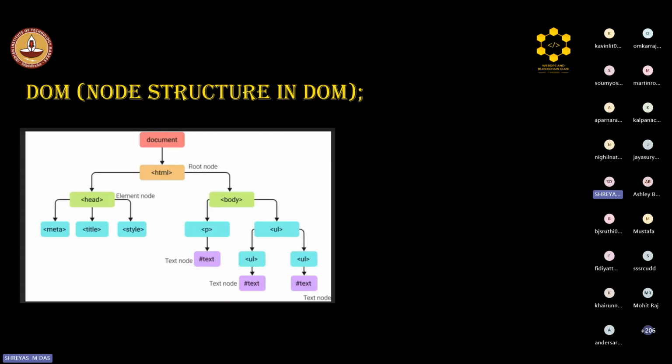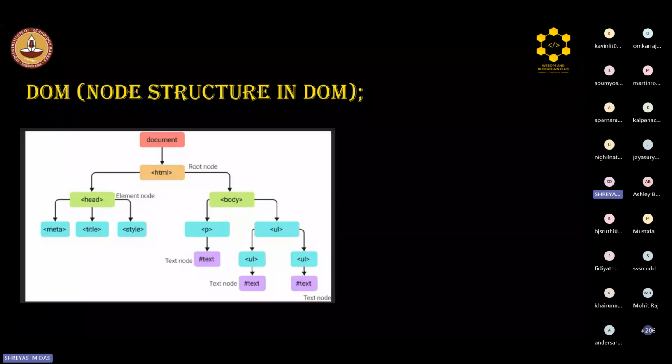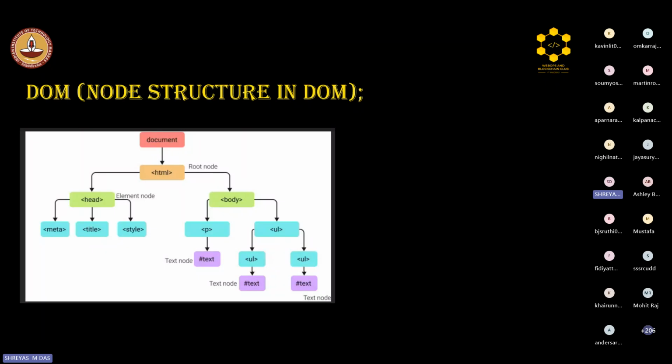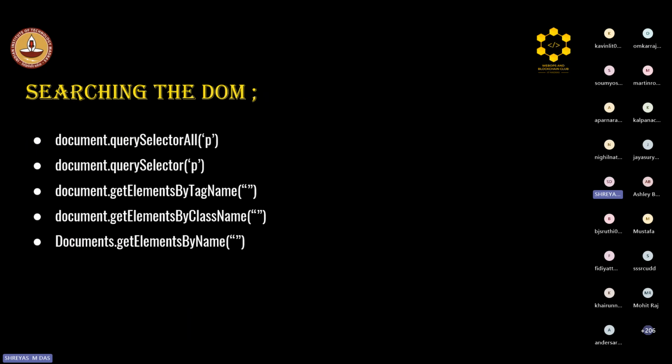So here is the node structure and a div. You can see that in a document, there is an HTML, which is the root node, and a head tag and a body tag. In the head tag, you can see meta, title, and style, all these element nodes, and the p tag is called a text node, and ul and li, all these tags are called text nodes, and you can use the corresponding nodes, take the input, and do different operations using that.